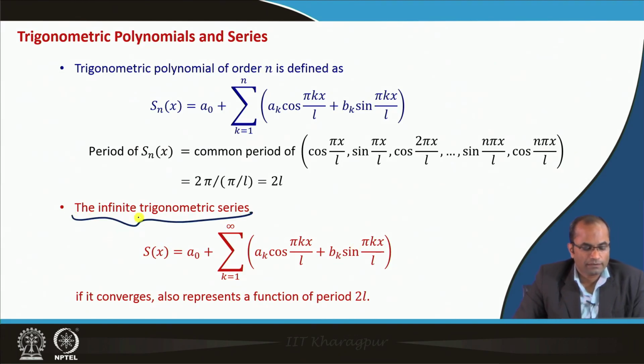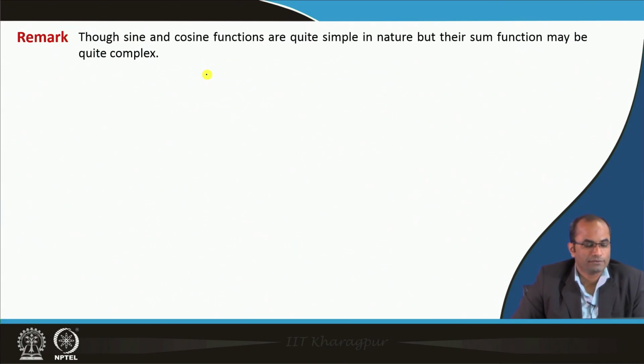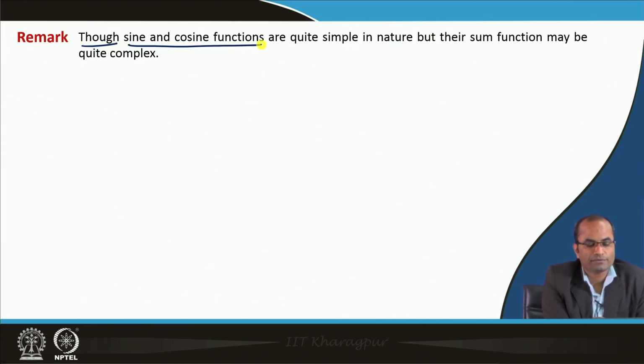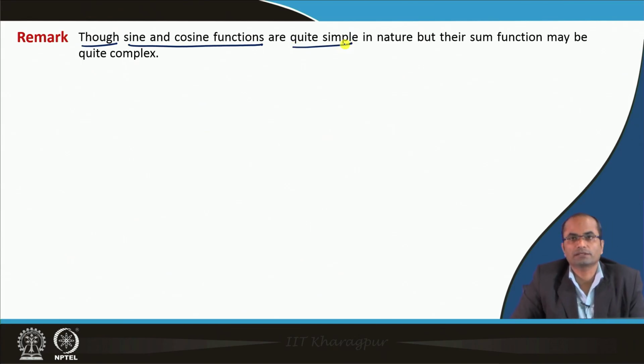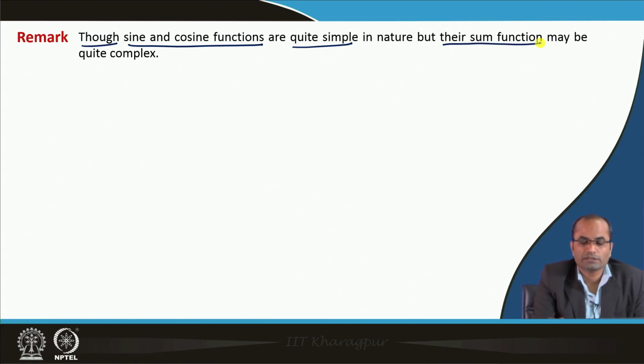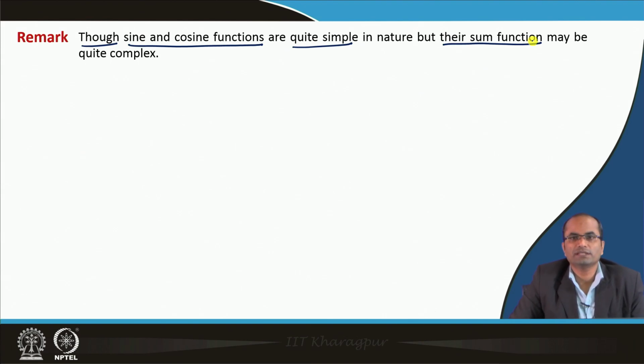So, here we have now introduced the trigonometric series, or the infinite trigonometric series, and the trigonometric polynomial in terms of the cosine and sine functions. Just a remark: though the sine and cosine functions are very simple functions and we know the graph of each of them, what is interesting is that their sum may be quite complex, and I just want to make this point clear, because later on we will see that many complicated functions can be represented in terms of the sine and cosine functions.